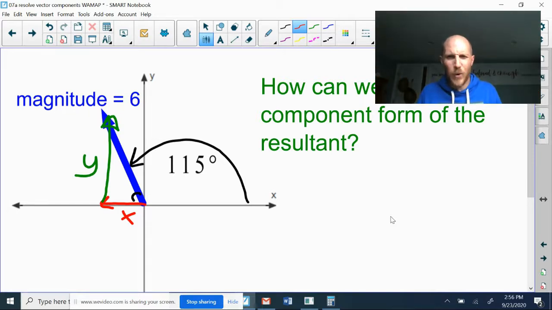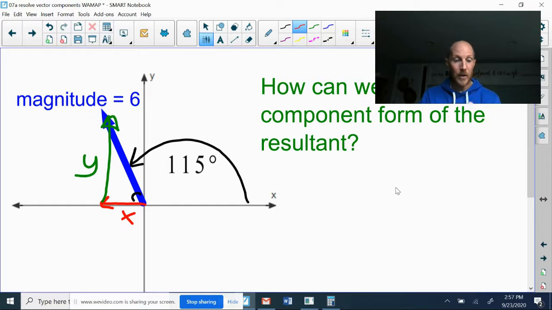So the question is, how can we find component form of the resultant vector, which is in blue? Blue vector there's got a magnitude of 6 and it has a direction. I measured with a protractor 115 degrees there from the x-axis over here to my blue vector. So I was doing some thinking ahead of time, like what could I do to find the component form? So I know I could draw the components, and I did.